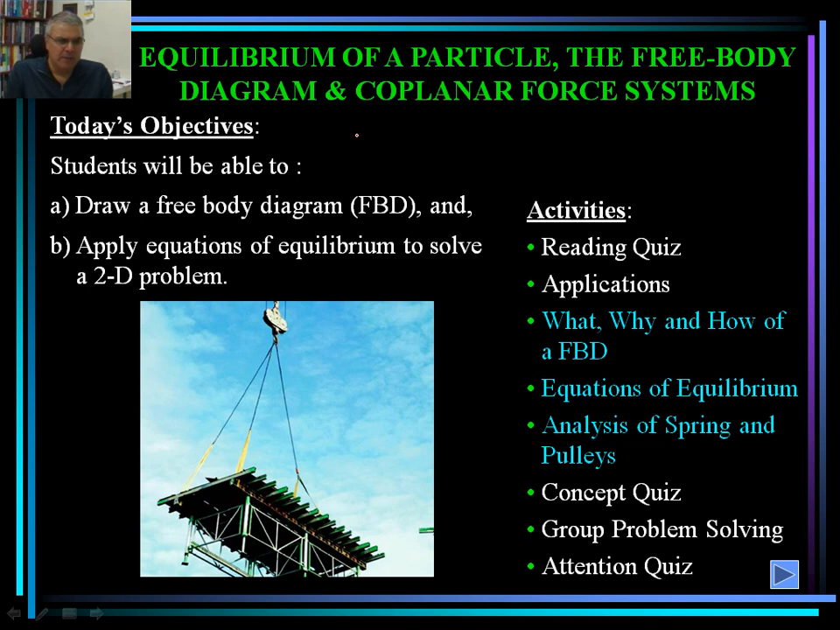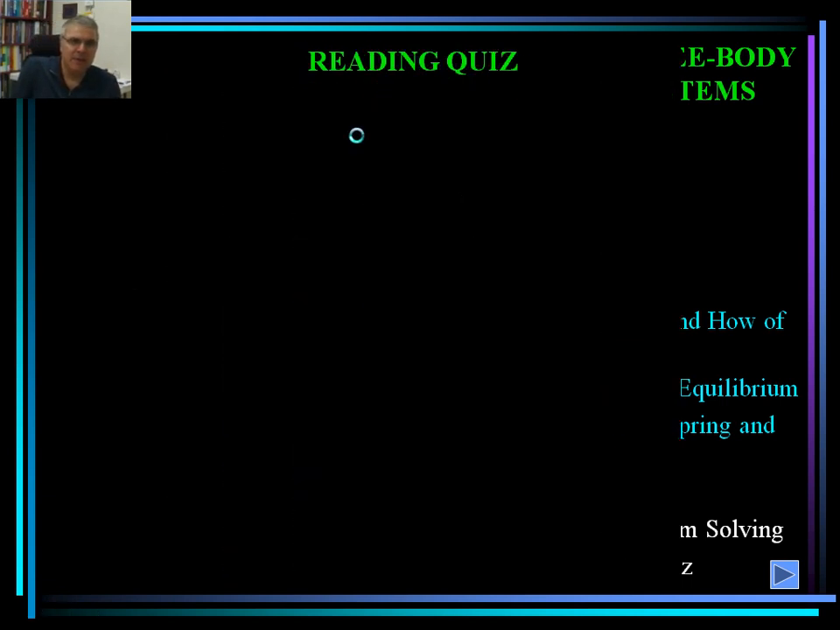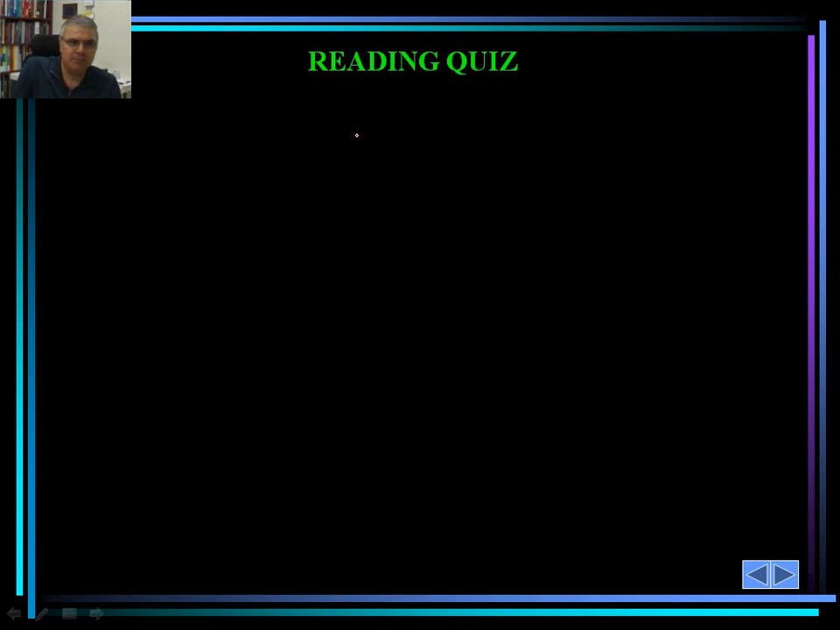We will do certain activities today as before. There's a reading quiz, applications, and the why and how of a free body diagram. We're going to talk about equations of equilibrium, analysis of springs and pulleys, a concept quiz, group problem solving, and a tension quiz to wrap everything up.